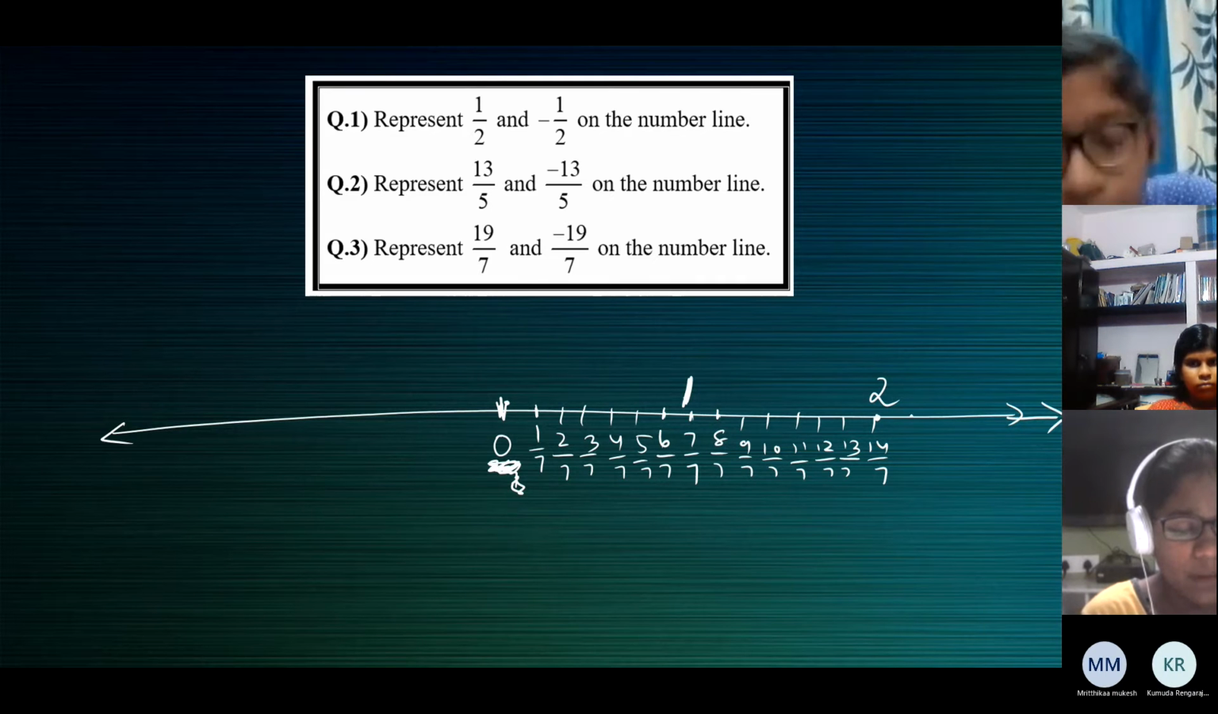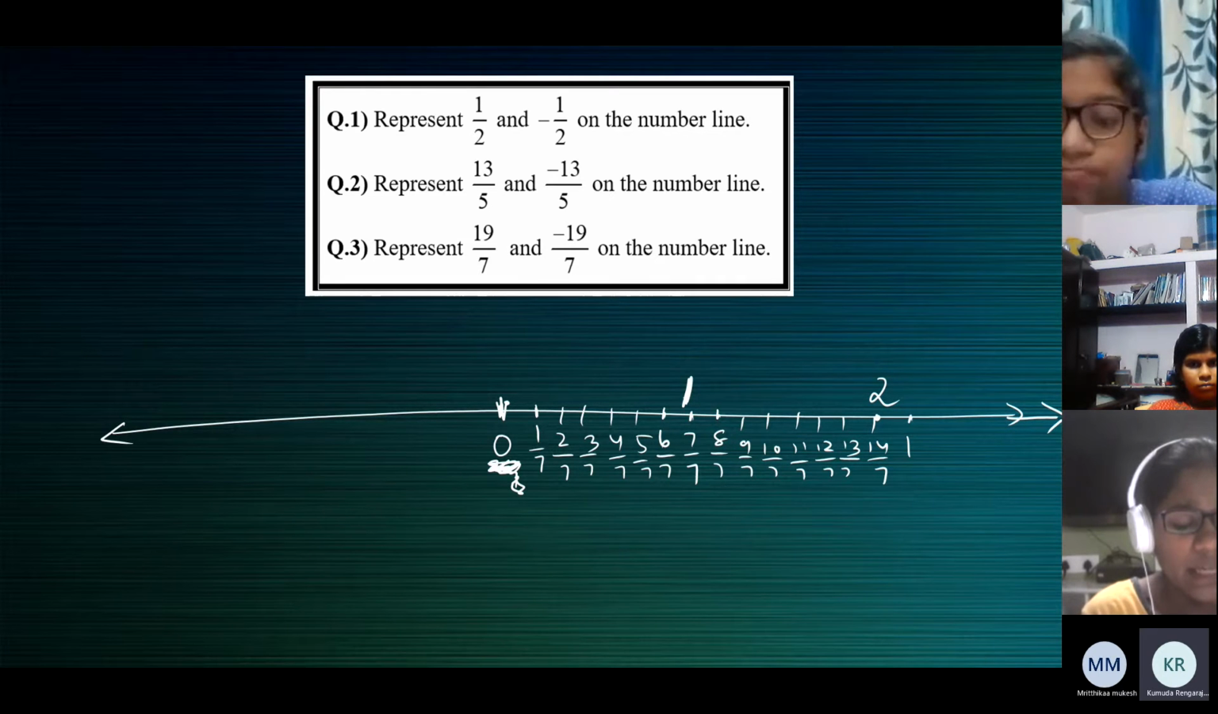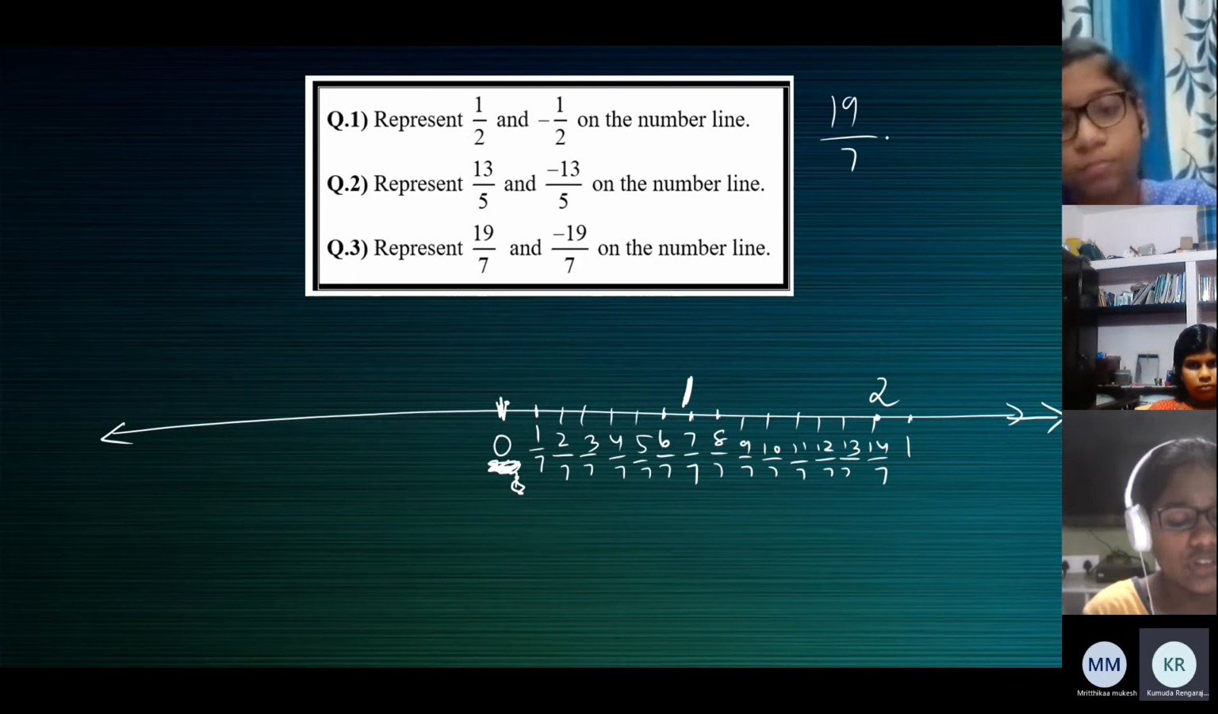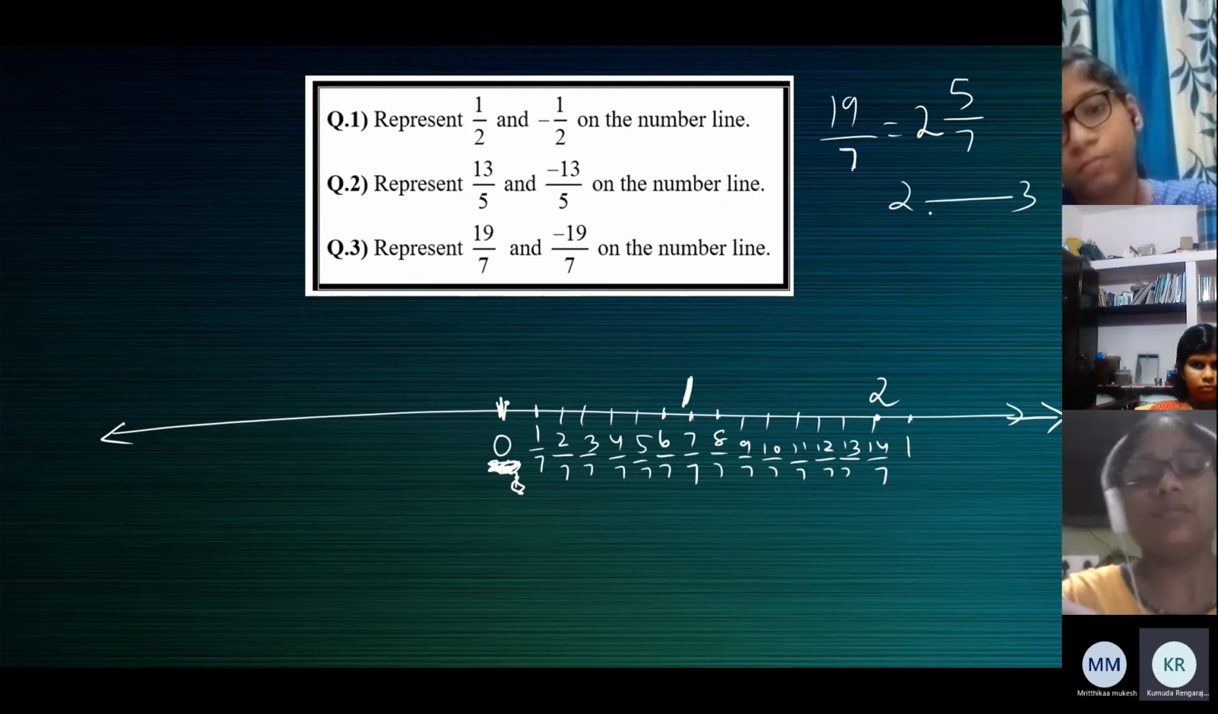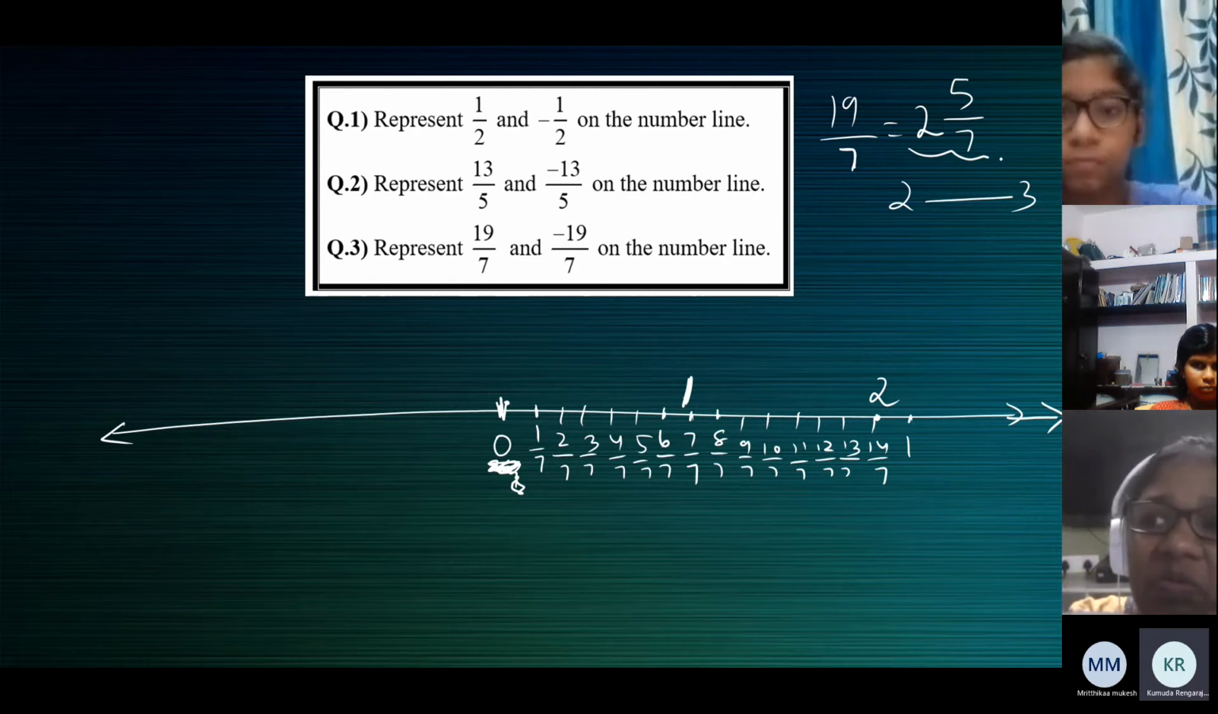Go on. 15 by 7. You can write 19 by 7 as a mixed fraction and check where it lies. 7 2s are 14, and 5 is the remainder by 7. So clearly it lies between 2 and 3. 19 by 7 will lie between 2 and 3 because it's 2 5 by 7.